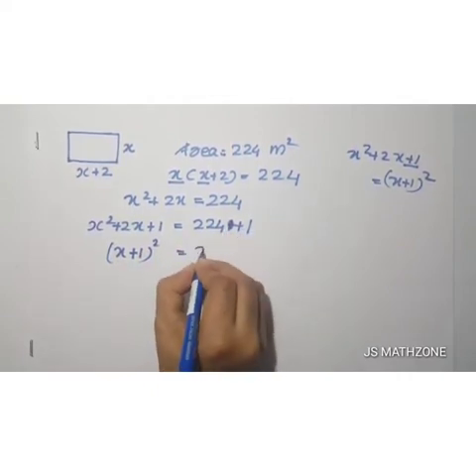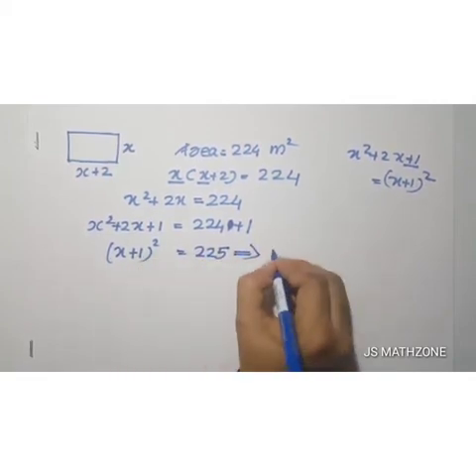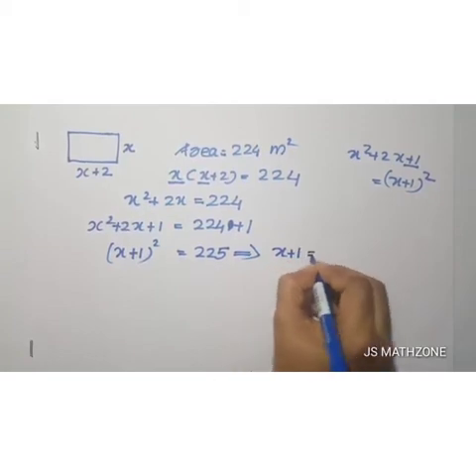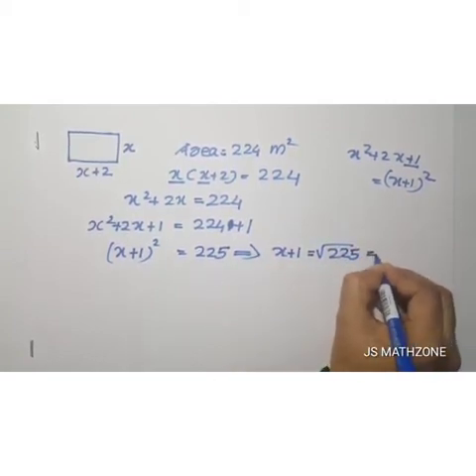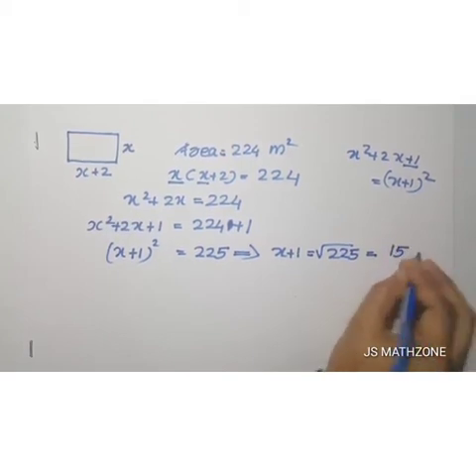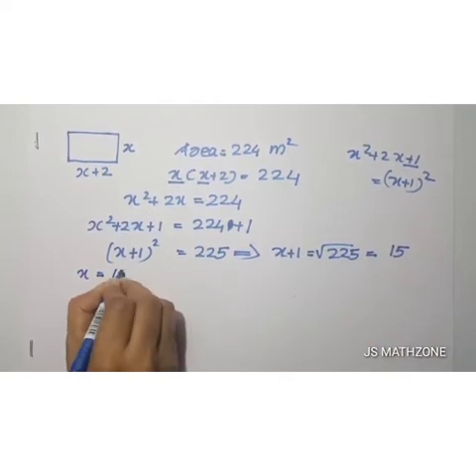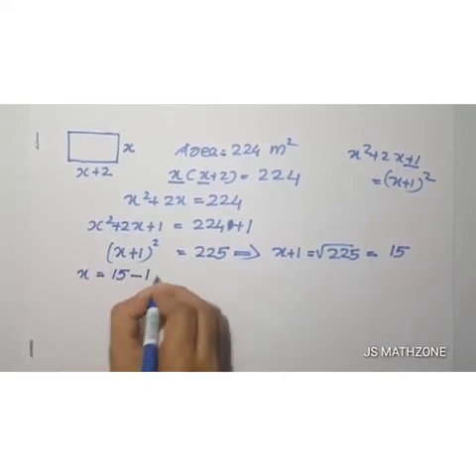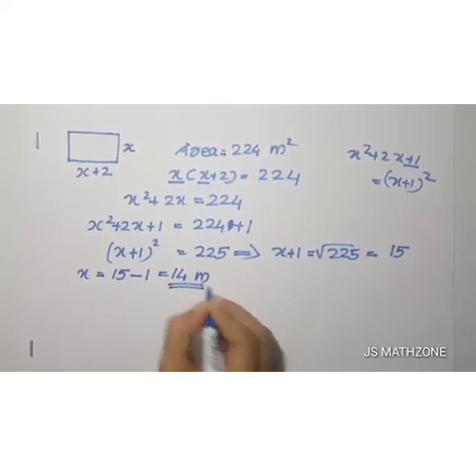So x square plus 2x plus 1 is the expansion of x plus 1 whole square. Thus we get x plus 1 whole square is equal to 225. Then what is x plus 1? X plus 1 is root 225, which is equal to 15. Thus we get x plus 1 is equal to 15. Then what is x? X is equal to 15 minus 1 is equal to 14. Thus we get value of x is 14.